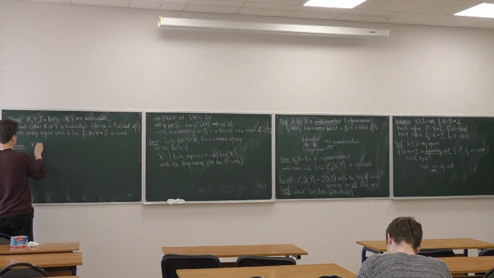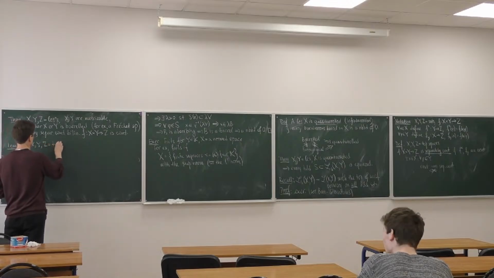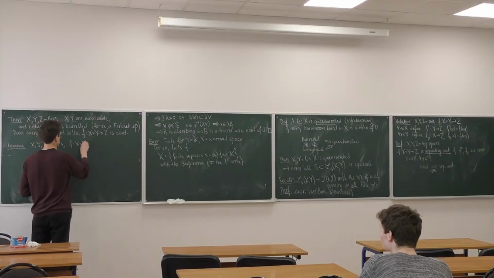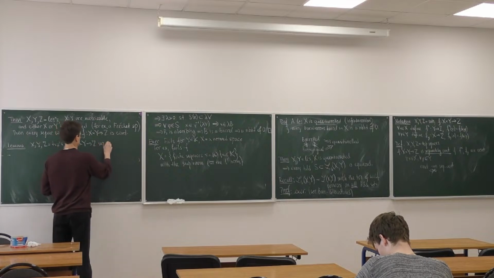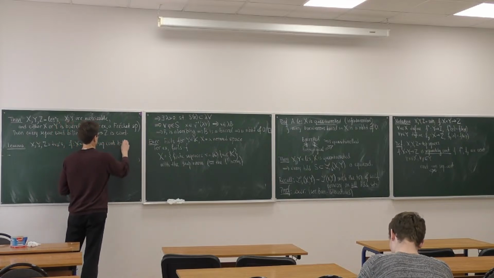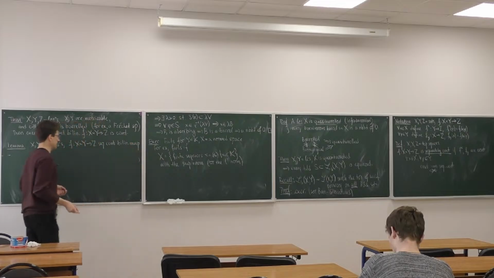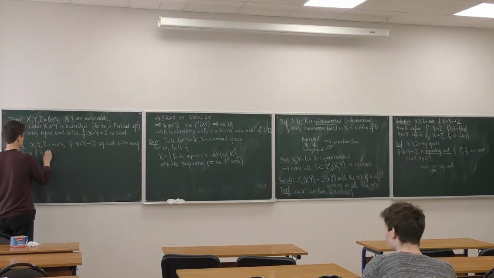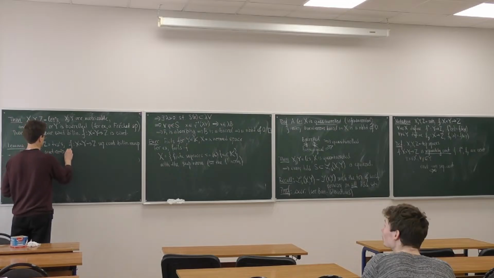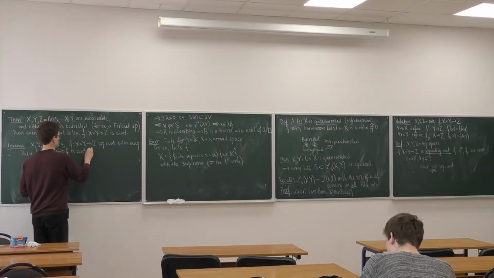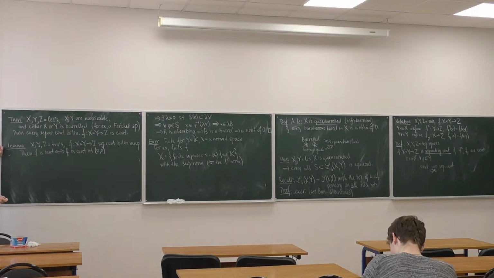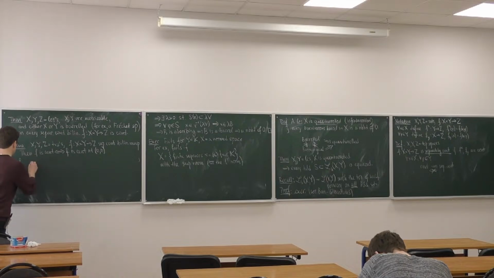Namely, if we have three topological vector spaces X, Y and Z, and a separately continuous bilinear map f, then I claim that f is continuous if and only if it is continuous at (0, 0). And the proof is just a short calculation.